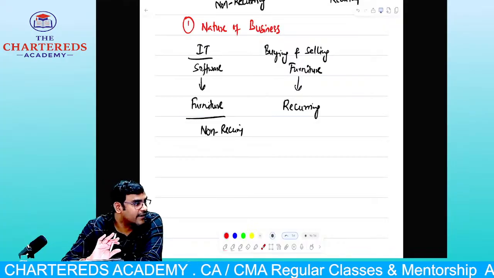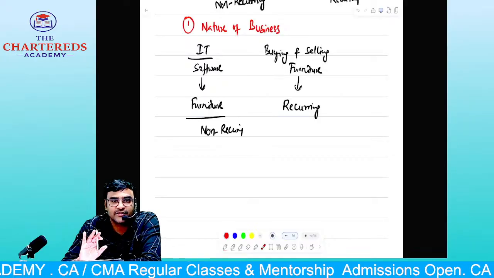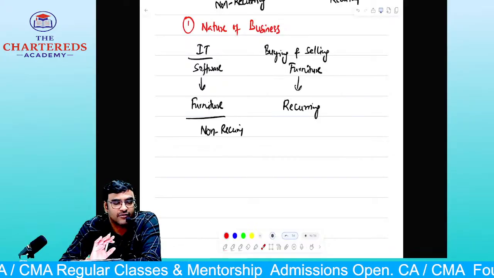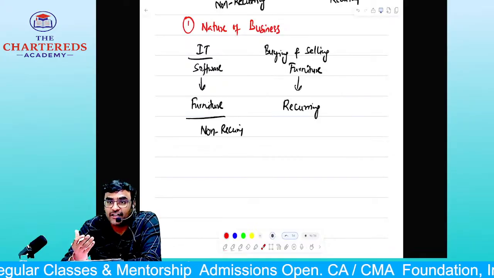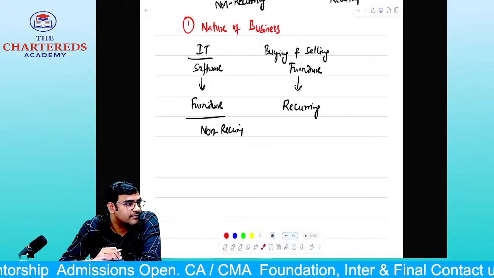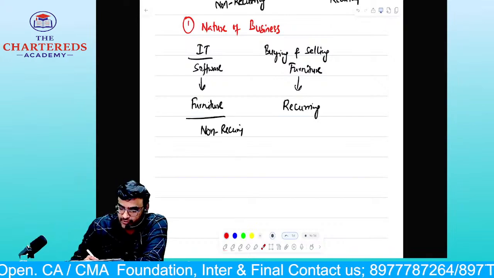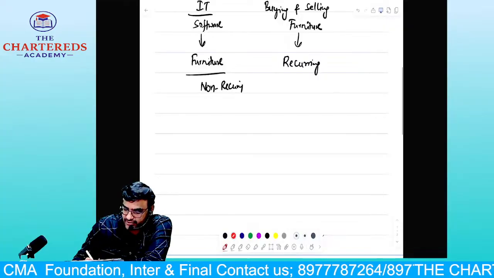And how to clear all of it. I'm going to check where capital items will start and where revenue items will start. First consideration is nature of business. Clear? So I'm going to the second consideration.